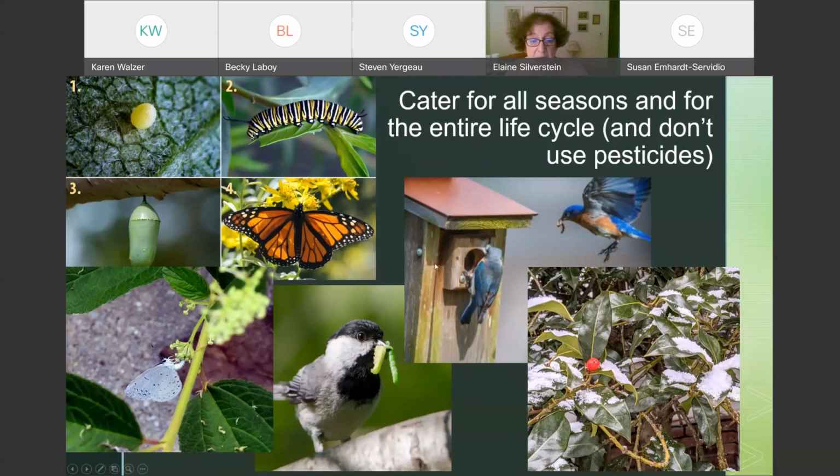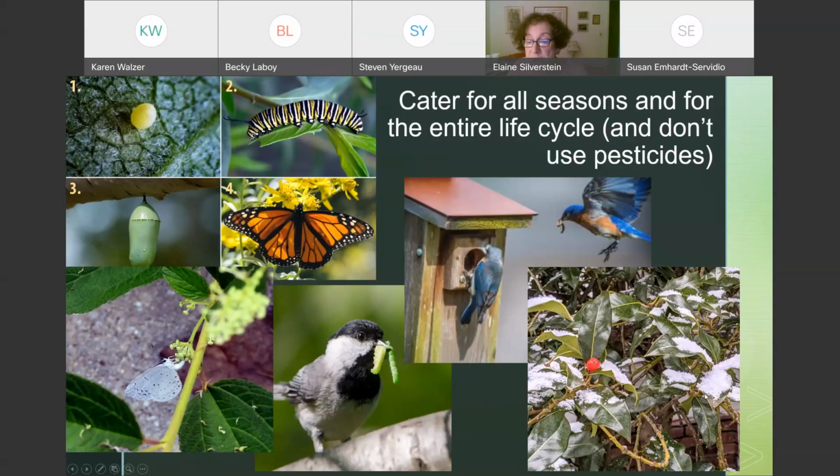Other things are happening because you have native plants that bring that, and you don't use pesticides, and therefore you have lots of caterpillars. If you do that, you're going to have birds, because birds need insects to feed their young. Again, you can see that this bluebird is bringing caterpillar. This chickadee has a nice juicy caterpillar for its babies.